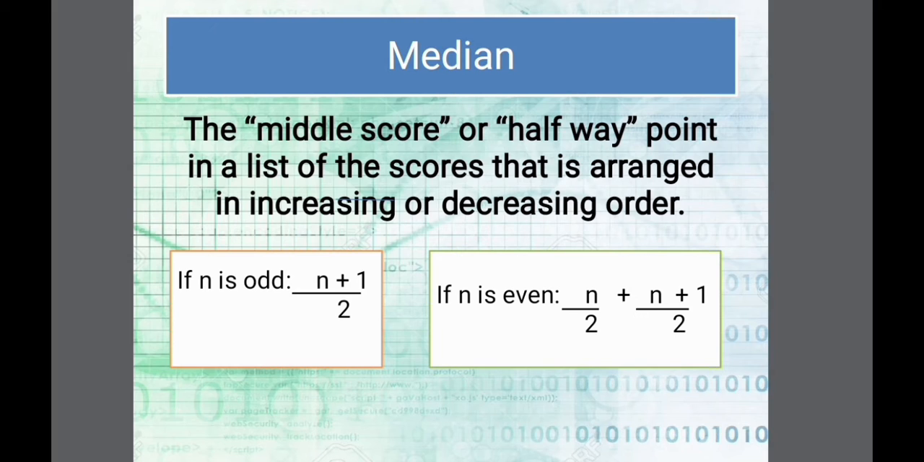The next is median. Median is the middle score or halfway point in a list of scores that is arranged in increasing or decreasing order. And there are formulas for the median. If the number is odd, the formula is (n plus 1) divided by 2. But if the number is even, the formula is n divided by 2 plus (n plus 1) divided by 2.